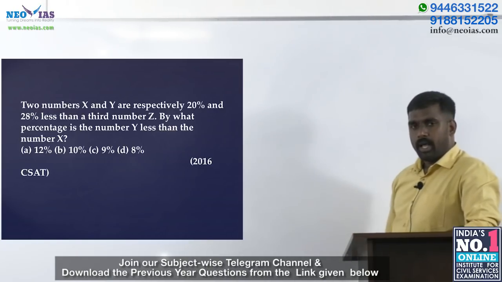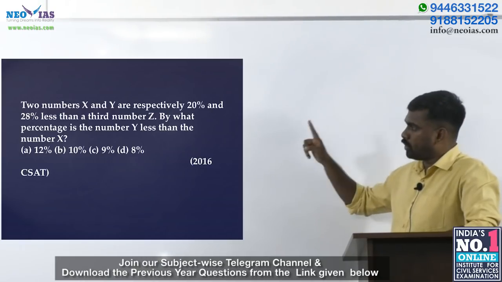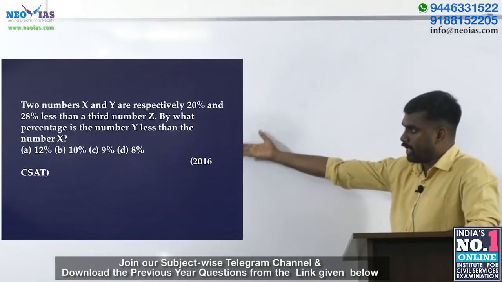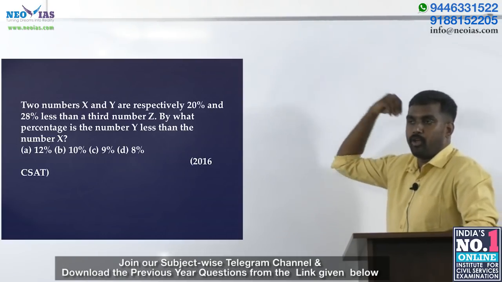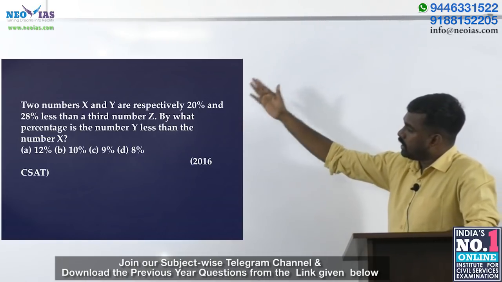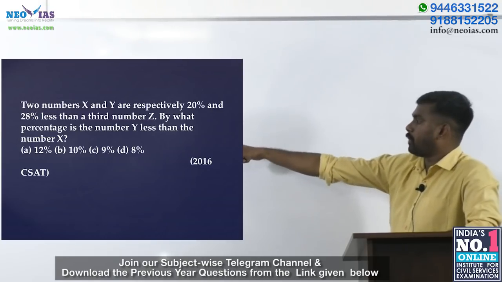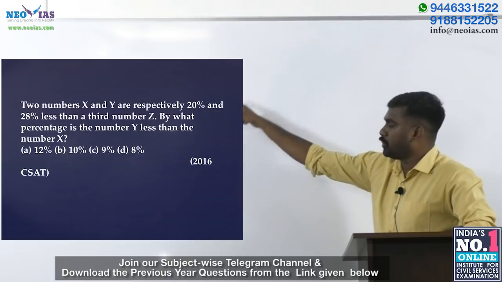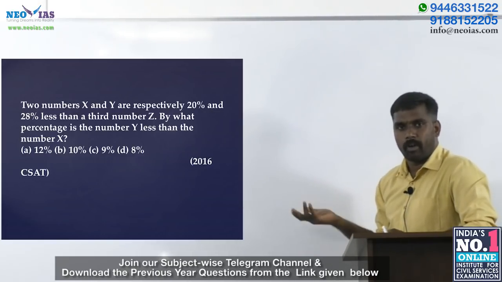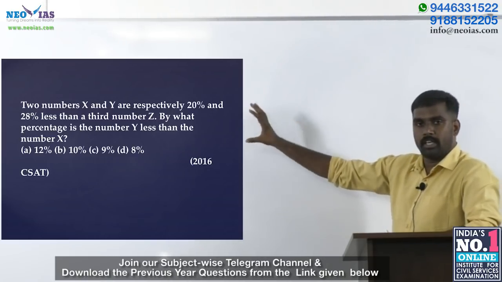In this question, as in the previous lecture on ratio and proportion, I had already told you, no value is given. You can assume a value and find out the result, isn't it? Why? Because you are given some percentages and you need to find out some percentages. Percentage is also some sort of ratio, right? So as the concept is saying, no specific value is given here.